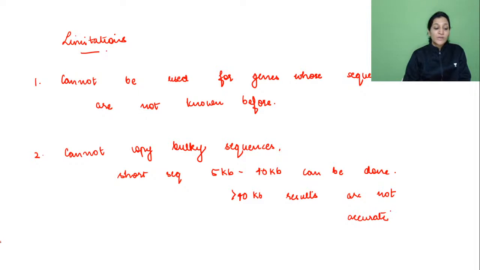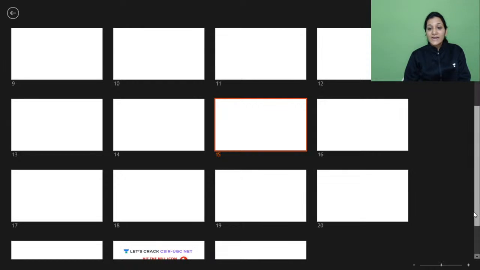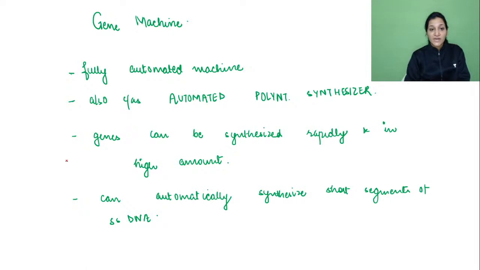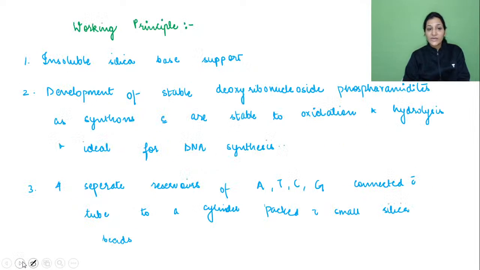So this is how we have seen gene isolation by three methods. First of all, through the gene machine, second was gene cloning, and third was PCR. For the gene machine, we have read that it is a fully automated machine, also called an automated polynucleotide synthesizer. In this, the gene can be made rapidly and in high amount, and automatically this gene will be synthesized. We just need to provide the nucleotides.